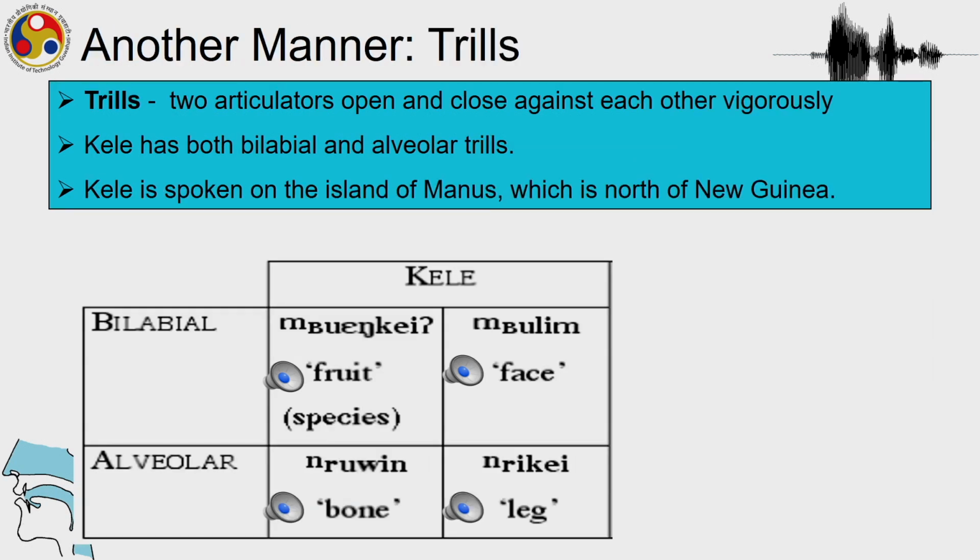And then we have another manner which is trills, where two articulators open and close against each other rapidly. And the example is from Kele, which has both bilabial and alveolar trills. So here are some Kele examples of bilabial and alveolar trills. The first examples are bilabial, the second ones that you hear are alveolar.